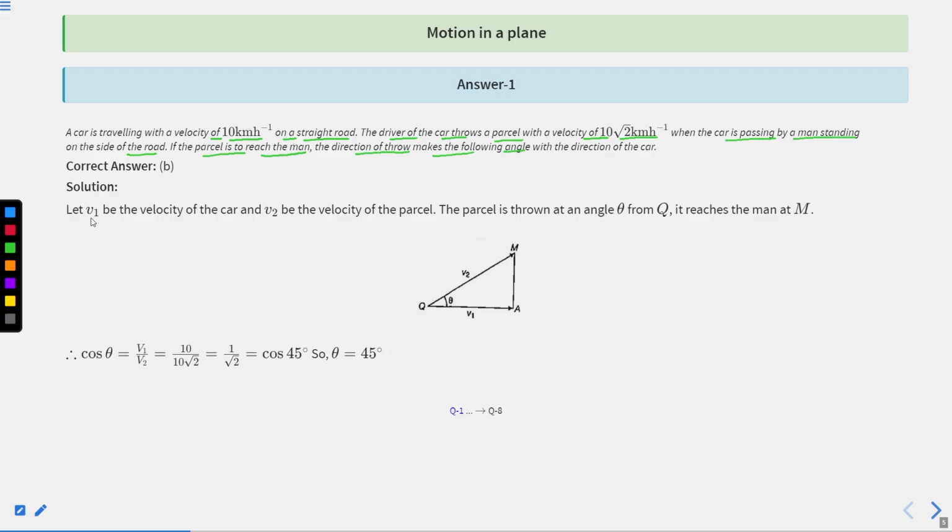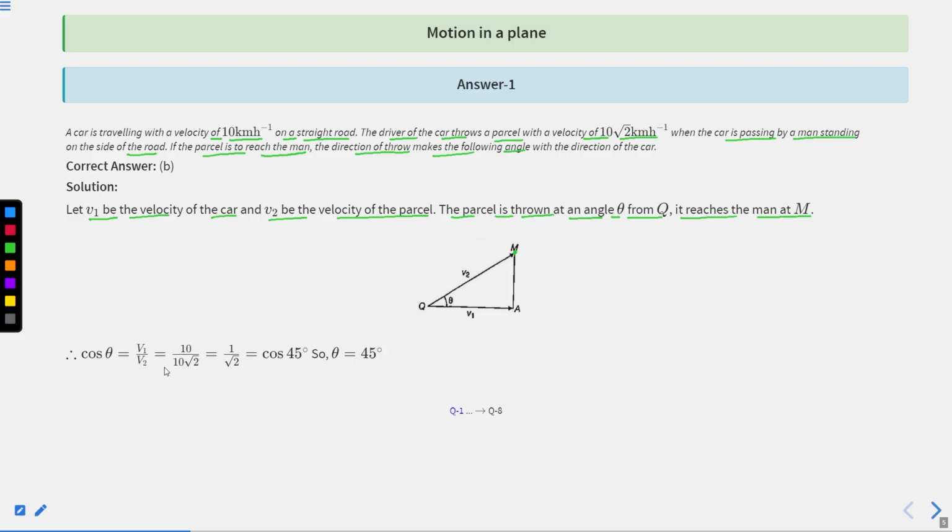So the solution is: let v1 be the velocity of the car and v2 be the velocity of the parcel. The parcel is thrown at an angle theta from Q. It reaches the man at M. So using the trigonometric function, cos theta equals v1 upon v2, where v1 is 10 and v2 is 10 root 2.